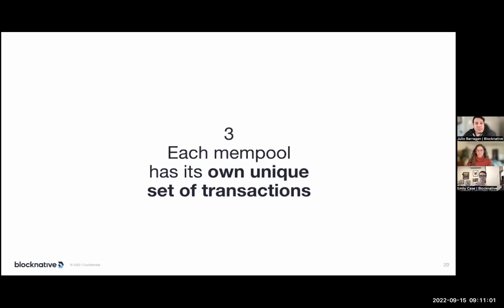As a result of those differences, we have number 3. Each mempool has its unique set of transactions. Now, if you submit a transaction directly into a node, the node will inspect it, insert it, and broadcast it to its peers. And so basically all of the nodes on the network create these peering relationships, and they share pending transactions with each other, across different mempools.